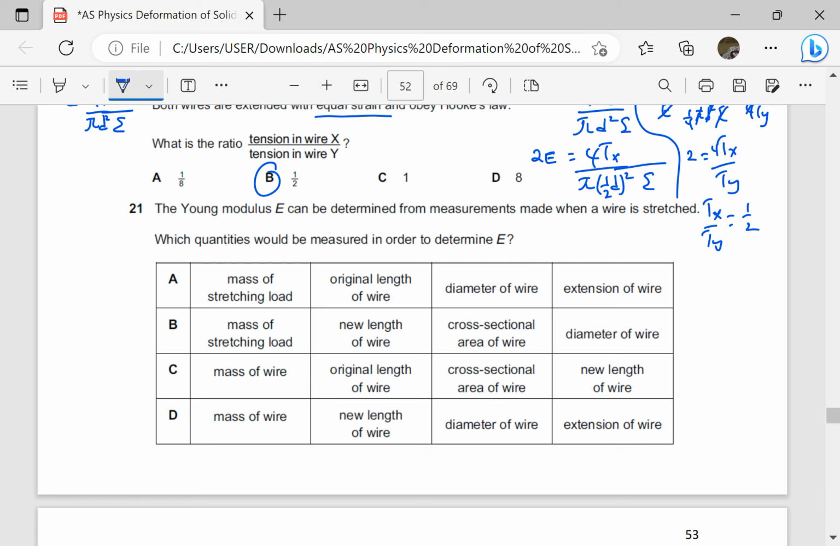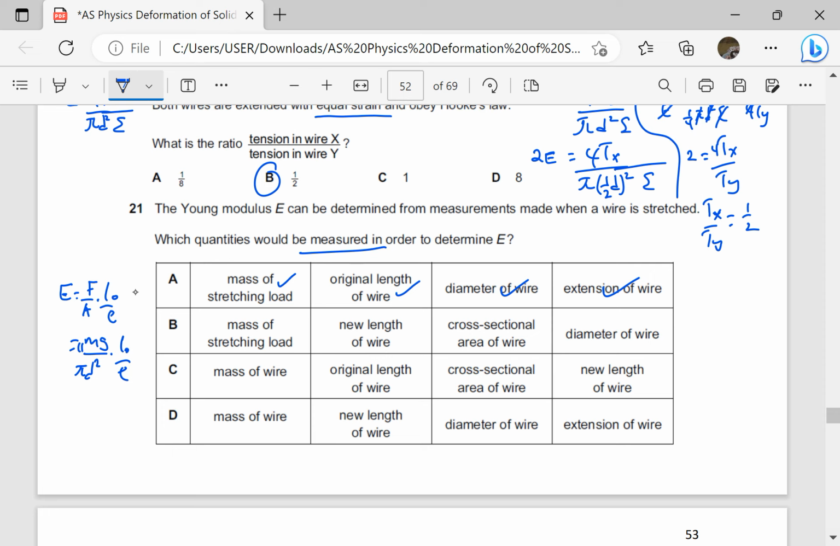The Young modulus E can be determined from measurements made when a wire is stretched. Which quantities would be measured in order to determine E? So first of all, Young modulus is going to be force over area times original length over extension. Force is going to be mg. Area is going to be, so the 4 goes up, so we have pi d squared times L naught over e. Which quantities are measured? Original length, mass of the stretching load, diameter, extension of the wire. Those are the quantities.